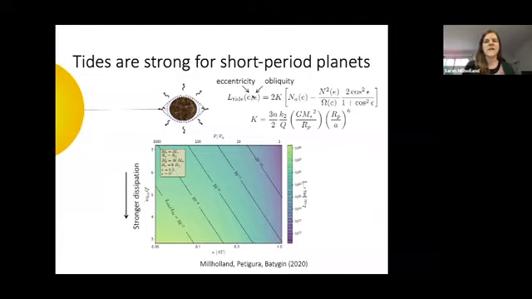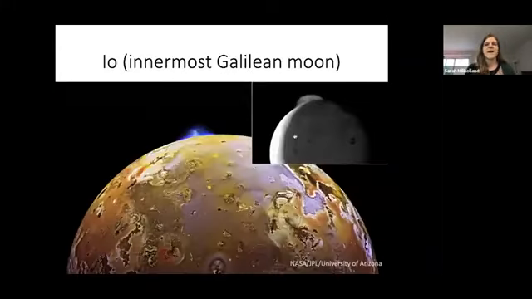In this plot, I just used fixed values of the eccentricity and obliquity, but to talk more about the origin and independence of the eccentricity and obliquity components, it's helpful to look at this in a little bit broader context. And to do that, I like to talk about one of the best examples of tidal heating in our own solar system, and this is Io, the innermost Galilean moon around Jupiter.